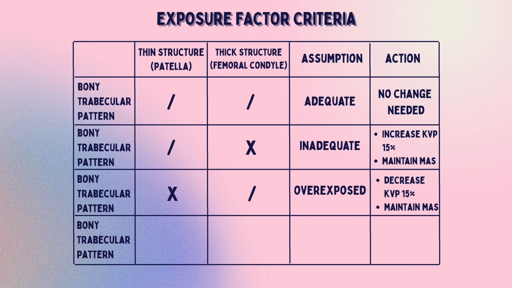And, last but not least, if both the bony trabecular pattern for the thin structure and the thick structure are not visualized, it means that the mAs used is also too much. The radiograph is overexposed. Therefore, the action that should be taken is to reduce the kVp by 15%, and reduce the mAs by 50%, to improve the image contrast and prevent overexposure.